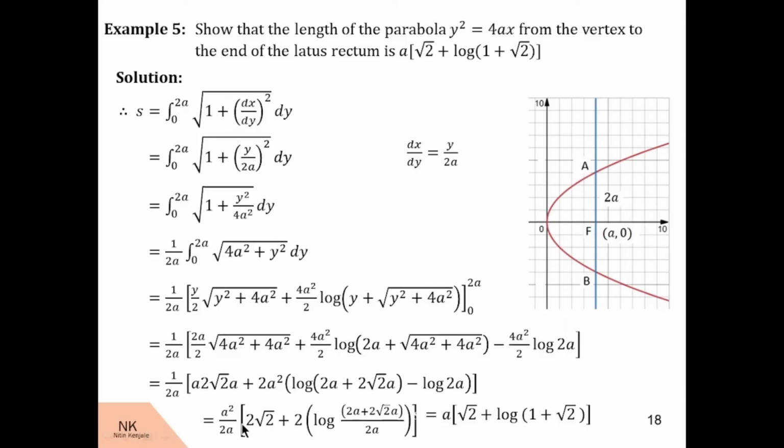Now this 2 and this 2 will come out and it will get cancelled with this 2, and this a square and this a will get cancelled, so we will have only a outside the bracket. So length of this curve is a into root 2 plus log of 1 plus root 2, which is the required answer. I hope you understood this solution.